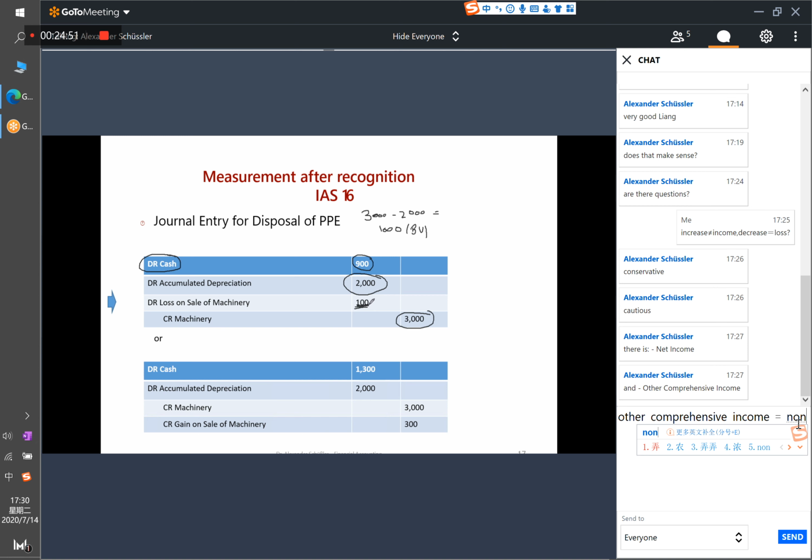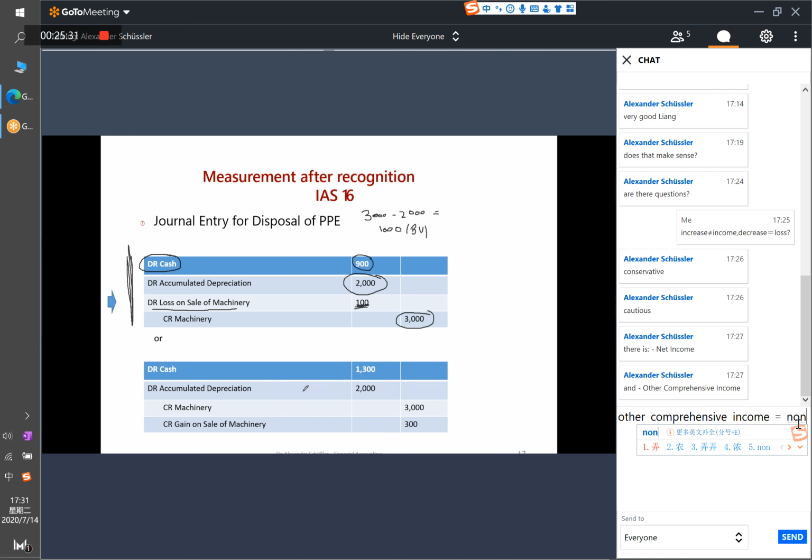Yeah, we have a loss of 100, and the loss of 100 goes into our income statement and reduces our equity. So we have to debit it because it's a loss. It reduces our equity. So this is the first case. And in the first case, we have a loss. Why do we have a loss? Because the amount of cash we get is lower than the 1,000.